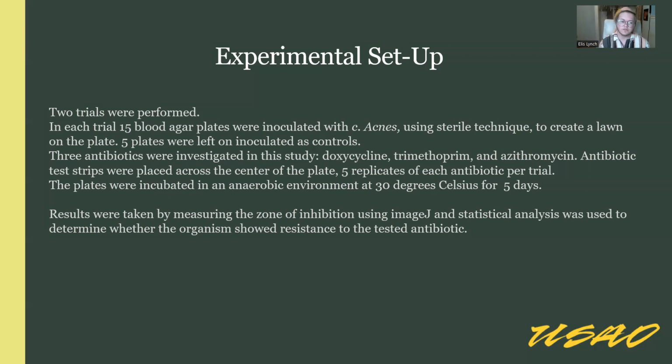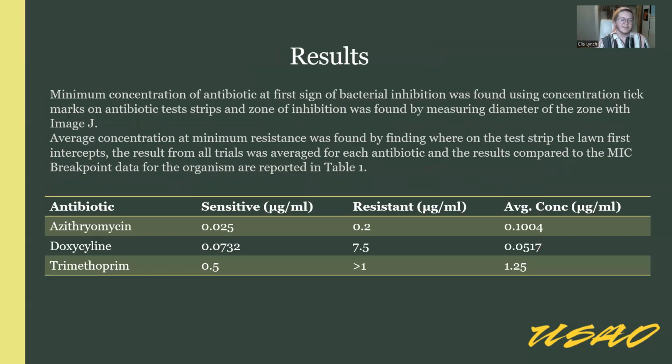Results were taken by measuring the zone of inhibition, using ImageJ and statistical analysis to see where we were as far as the resistance that the organism was showing against the drug that was being tested. The minimum concentration of antibiotic at the first sign of bacterial inhibition was found using the concentration tick marks that are available on the test strips that we used. What these tick marks are is essentially, as you move further away from the middle of the strip, you have lower doses of the antibiotic. So you look at where the field of bacteria crosses over the strip, and that's where you're going to find your minimum concentration of the antibiotic where it is creating resistance against the bacterium.